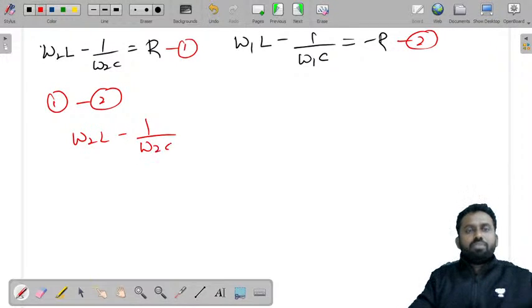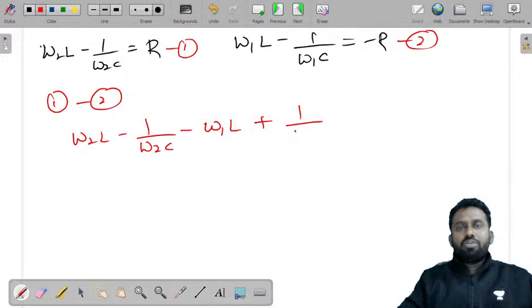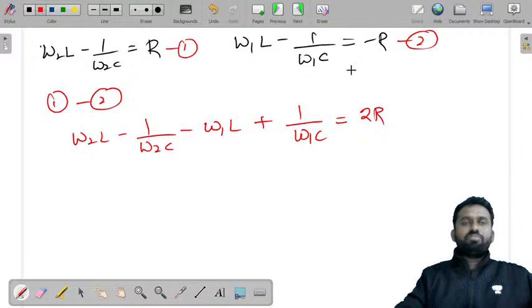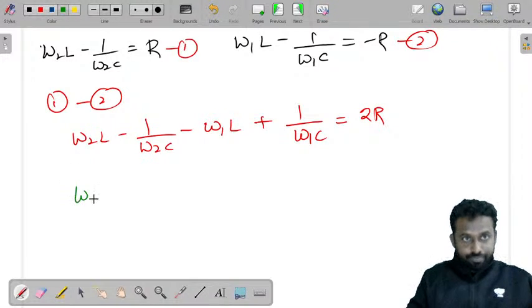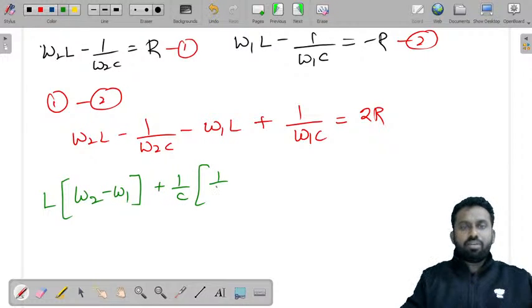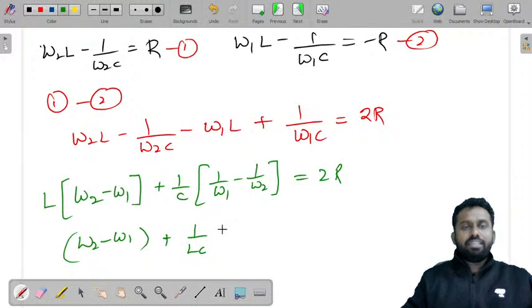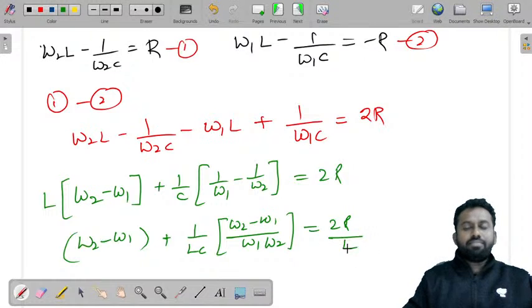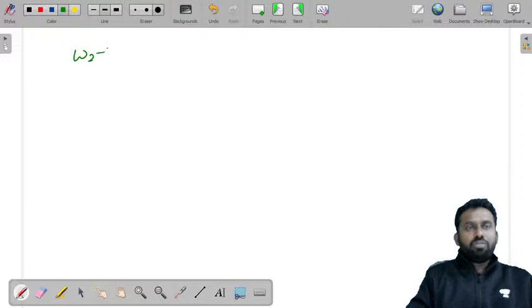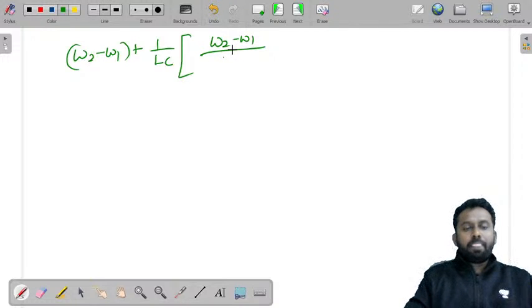So omega 2 L minus 1 by omega 2 C minus omega 1 L plus 1 by omega 1 C is equal to 2R, R minus of minus R. So you will get L if you take common, omega 2 minus omega 1 plus 1 by C if you take common, 1 by omega 1 minus 1 by omega 2 is equal to 2 into R. So you write omega 2 minus omega 1 plus 1 by LC into (omega 2 minus omega 1) by omega 1 omega 2 is equal to 2R by L.